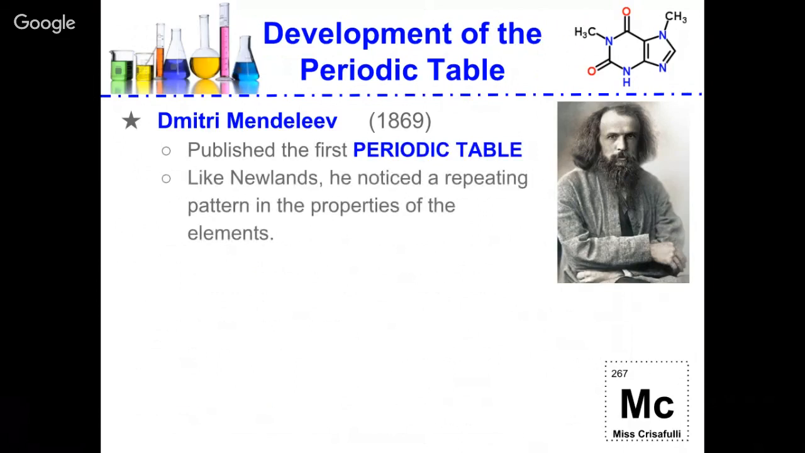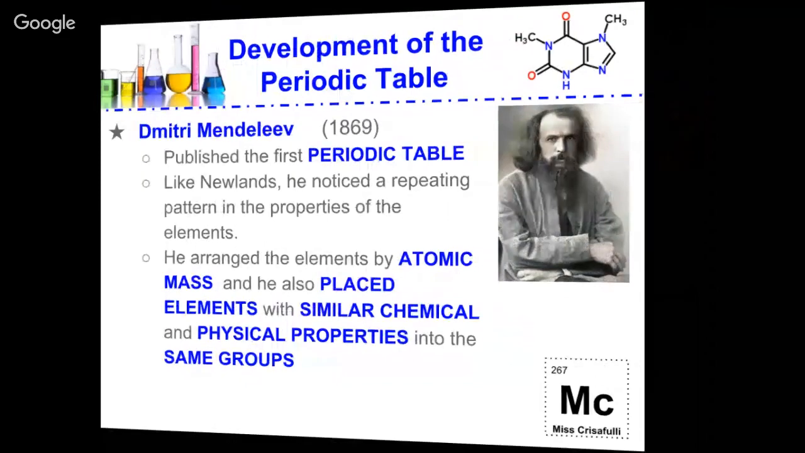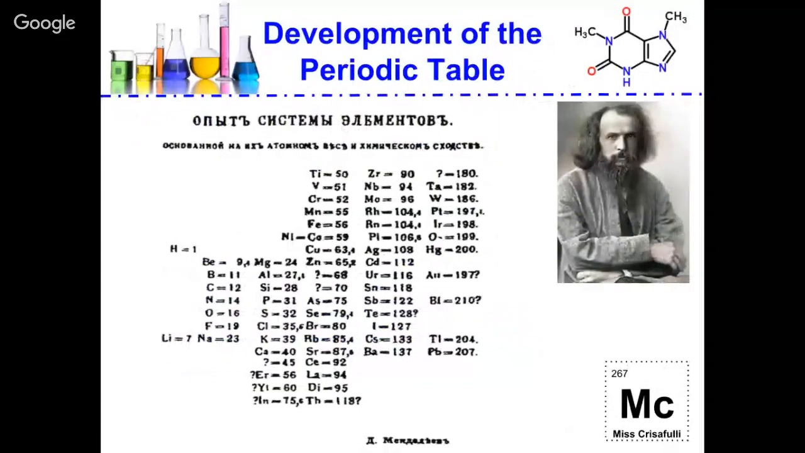Like Newlands, he noticed a repeating pattern in the properties of the elements. So he arranged the elements by atomic mass and also placed elements with similar chemical and physical properties into the same groups. Here's a picture of what his periodic table looked like. Notice that there are some blanks, and these blanks are there because those elements did not exist yet, or they hadn't been discovered yet.